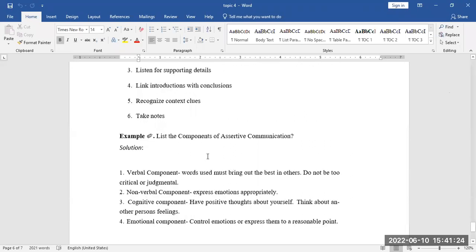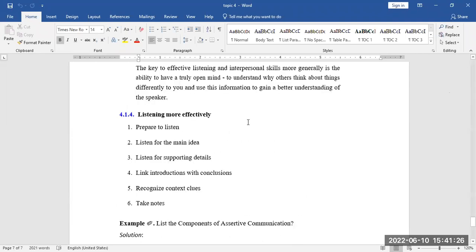So this is just a summary. Listening more effectively, we have said: prepare yourself to listen. Listen for the main idea, listen for supporting details, link introduction with conclusion, recognize context clues, and take notes. A good listener takes notes. Then the question is, are you a good listener?